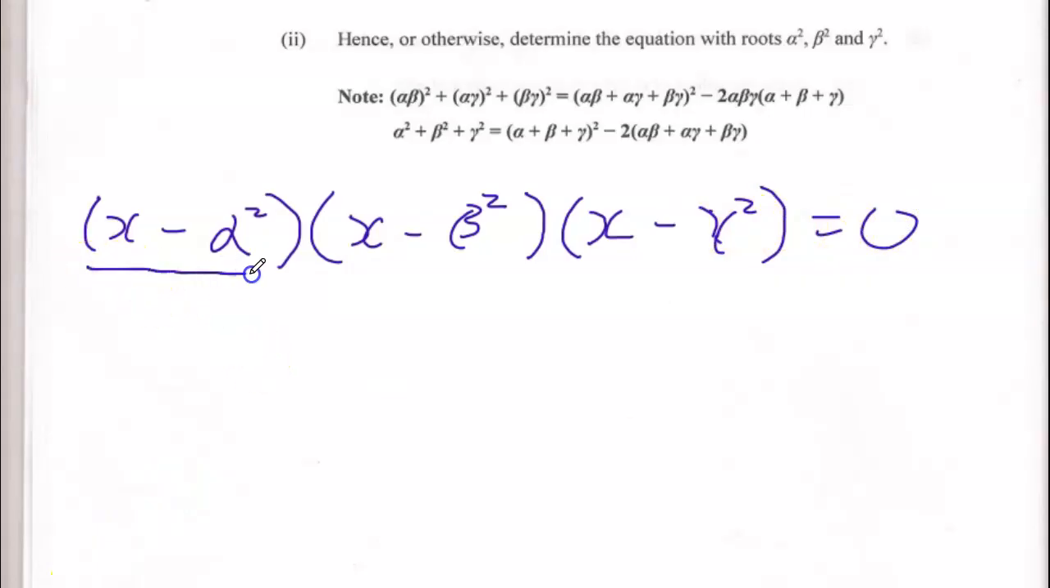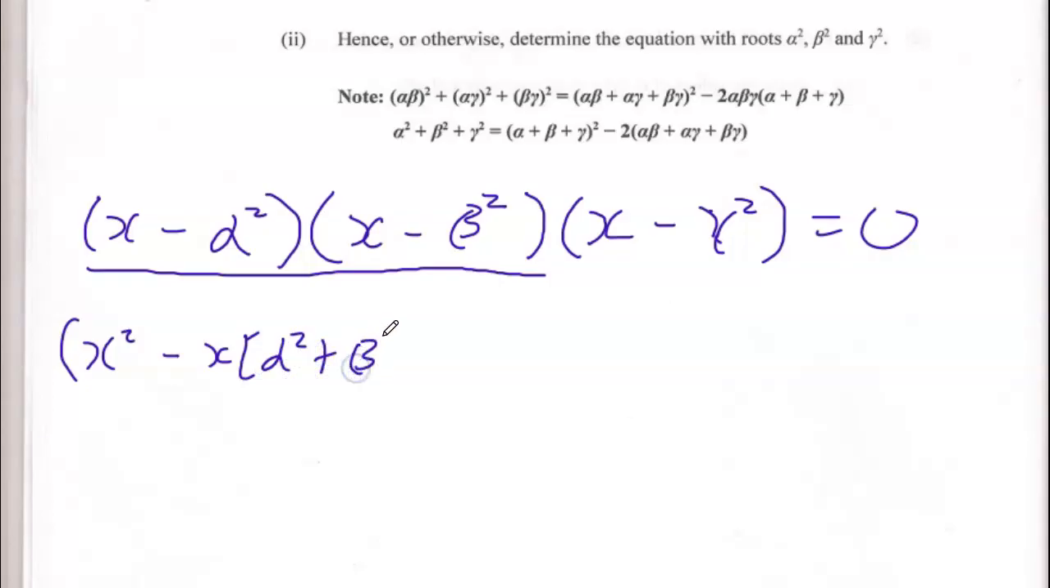Now we can expand these brackets here. Let's expand the first two brackets. You'll end up with x squared, and then the middle term will be x times alpha square plus beta square there. And the final term will be alpha square times beta square, right? Times the final bracket there, x minus gamma square.